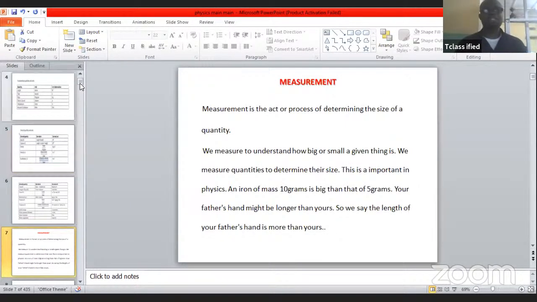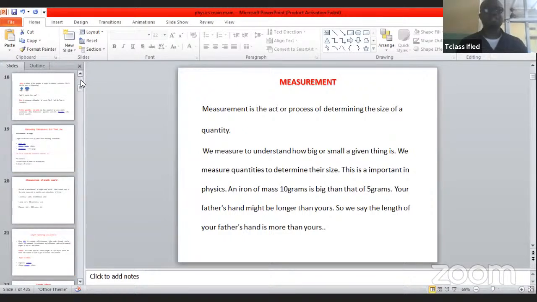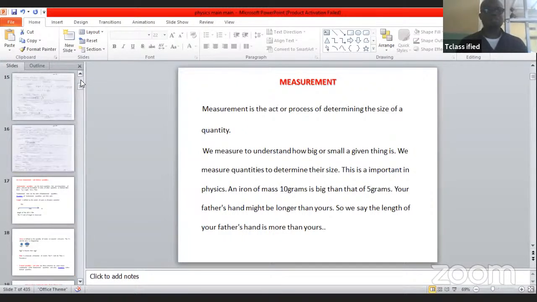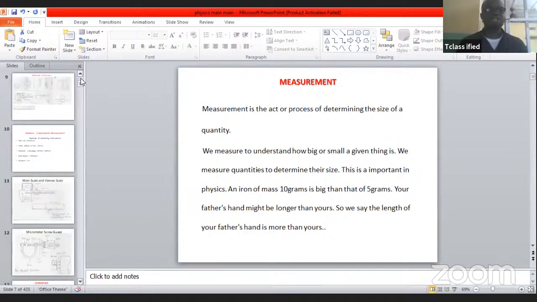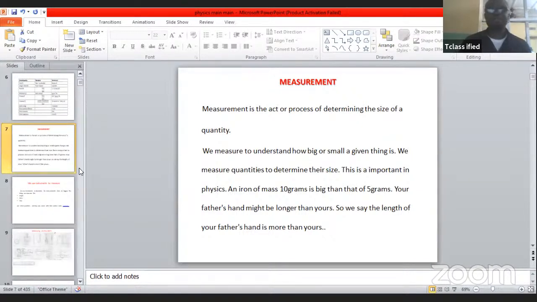So quickly, let's go into measurements. Having known the derived and basic quantities, let's look at measurement, okay? So what is measurement? What's the essence of measurement? In physics, all these quantities like length and mass, you need to know how big they are. If you don't measure, you will not know. So if I tell you that the length of my hand is 10 centimeters, how do you confirm that the length of my hand is 10 centimeters? You place a meter rule, then you can know the length.